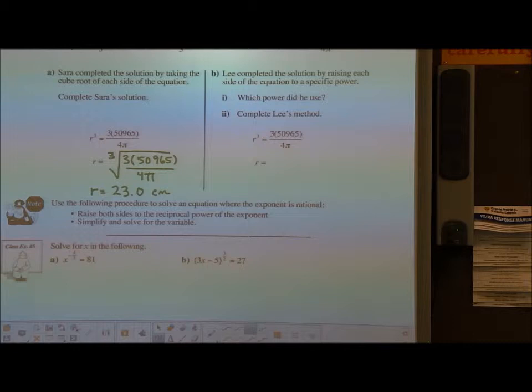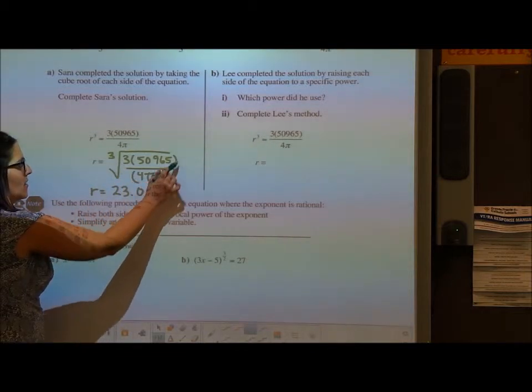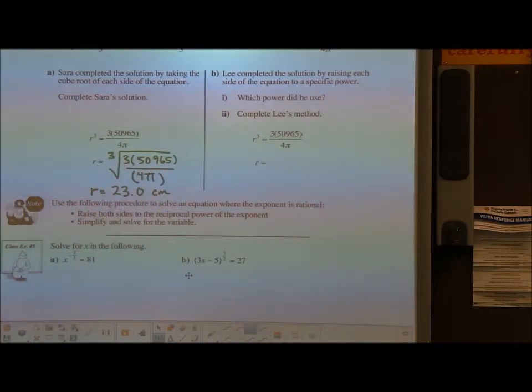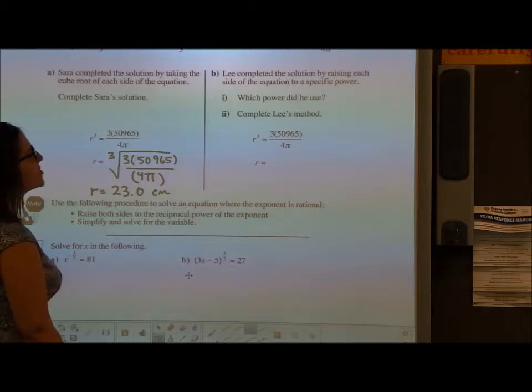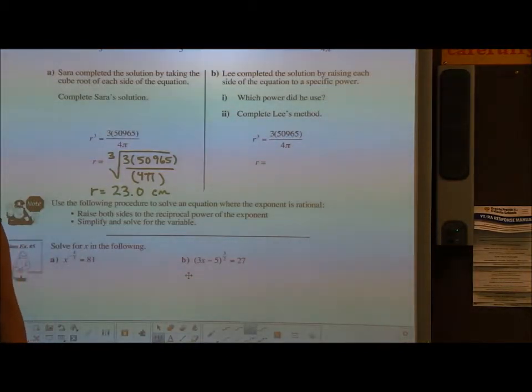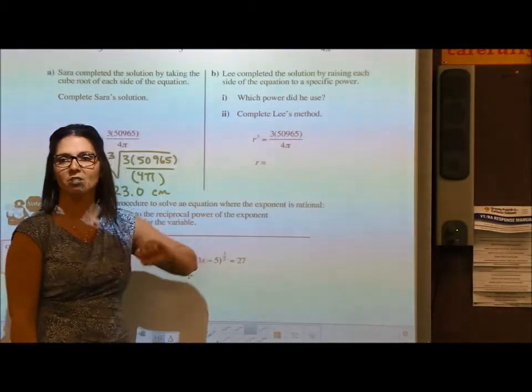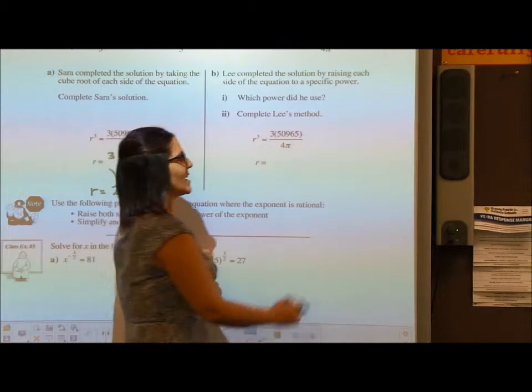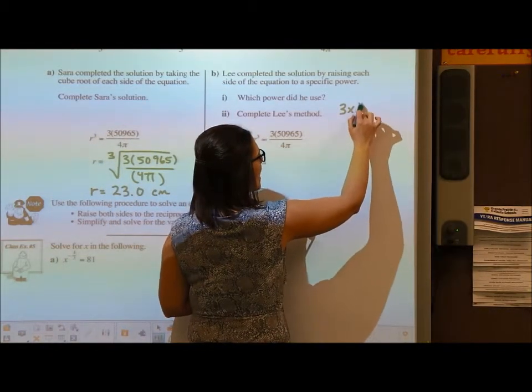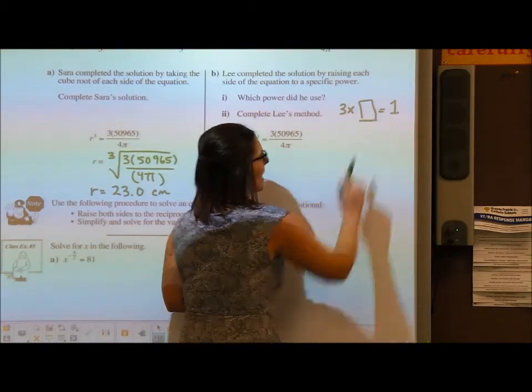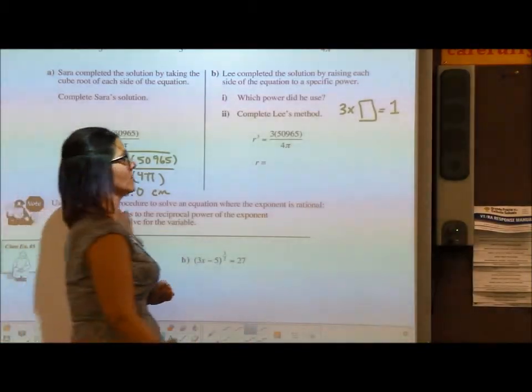If I don't put that 4 pi in brackets, it's going to end up doing something wrong. So I need this to be separated from the above calculation. Lee completes the same question, but instead of taking the cubed root, he raises each side to a specific power. So what power would I have to use on r cubed to get it to r? In other words, what number when I multiply it by 3, I get 1? 1/3.